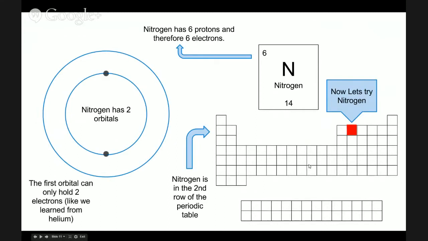Now the first orbital has to hold 2 electrons of the 6. Remember, the first row has 2 elements in it. Therefore, the first orbital has 2 electrons that go in it. The rest of the electrons go in the next energy level. 1, 2, 3, 4, and that makes up the rest of the 6 with a 2 in the middle. That's it. We're done with nitrogen as well.